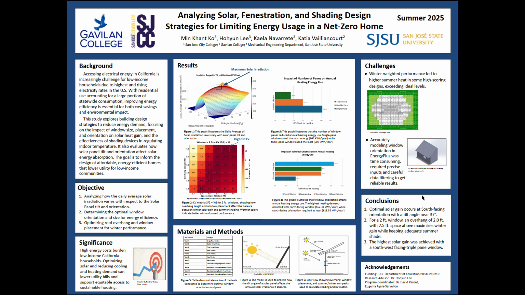Now for our conclusions, the optimal solar gain occurs at south-facing orientation with a tilt angle near 37 degrees, which is what your solar panels should be tilted at. And for a 2-foot window, an overhang of 2 feet with a 2.5-foot space above maximizes winter gain while keeping adequate summer shade. Although, like I stated before, we still will need to use AC. Now, for our third conclusion, the highest solar gain was achieved with a southwest-facing triple pane window.